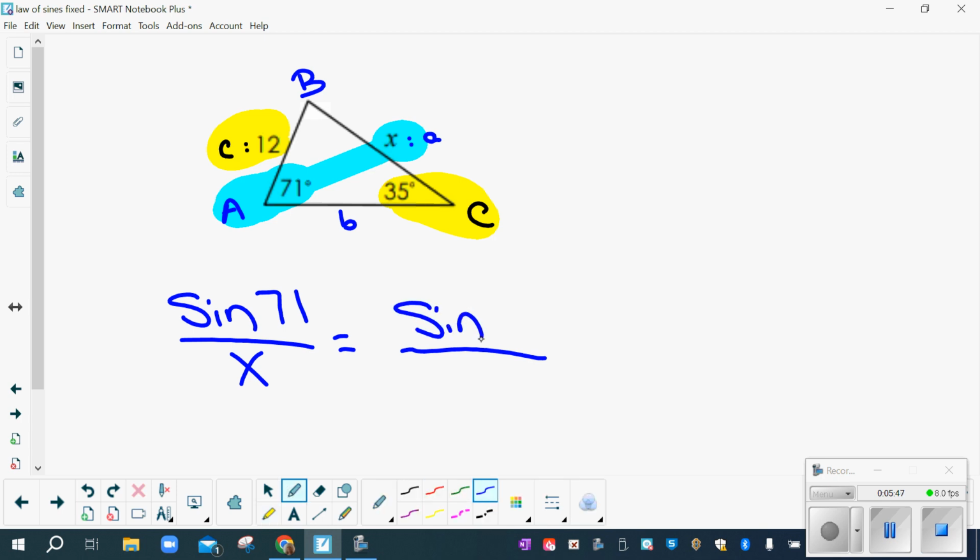Sine 35 over 12. How do we look? So guess what? Did you know these are all numbers? They're actual numbers that your calculator knows. So all we have to do is do a little moving stuff around, and then our calculator is going to do all the work.